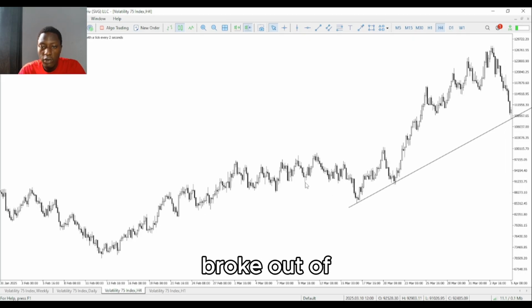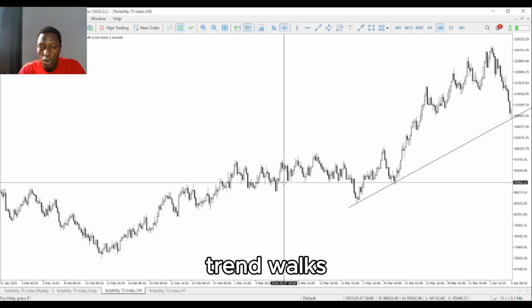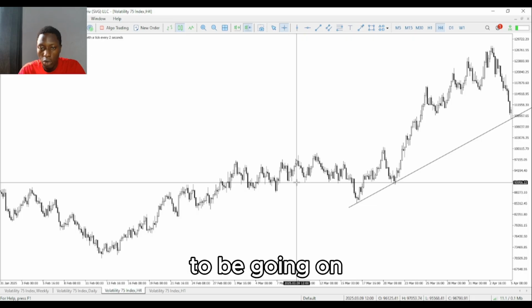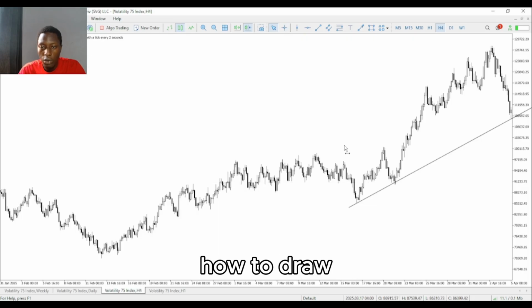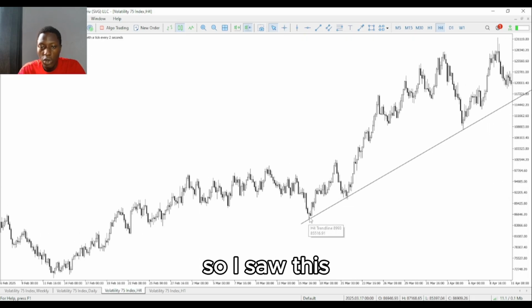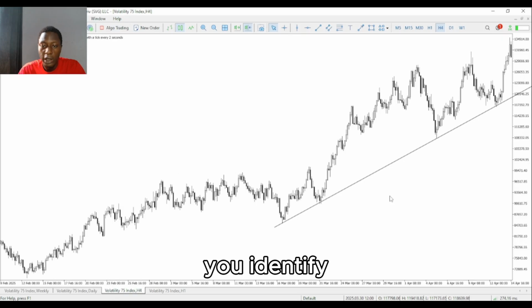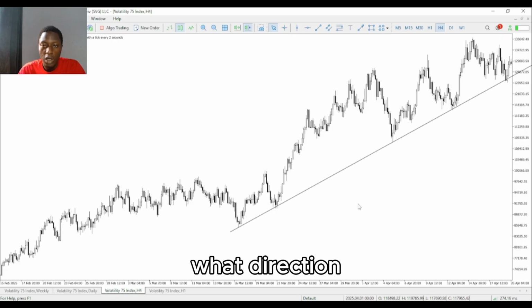The market broke out of this low here. If you know how trend works, you see that the market broke out of this. But this is not what we're going to be going into today. We're looking at how to draw trend lines. So I saw this impulsive move, that is a swing move, and I also saw this second swing move. So first of all, like I said, you identify the trend direction. You identify what direction the market is going.